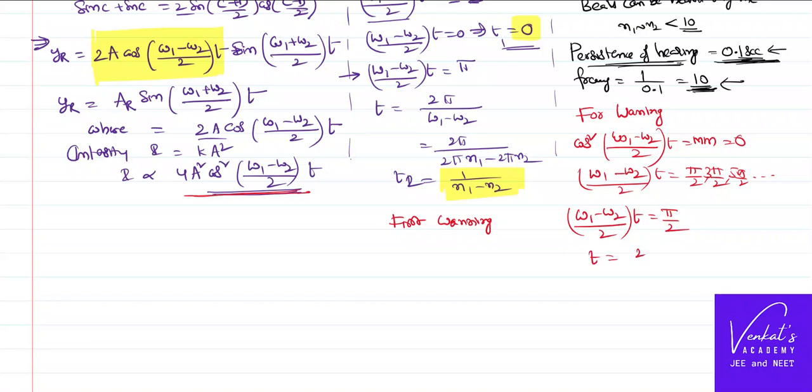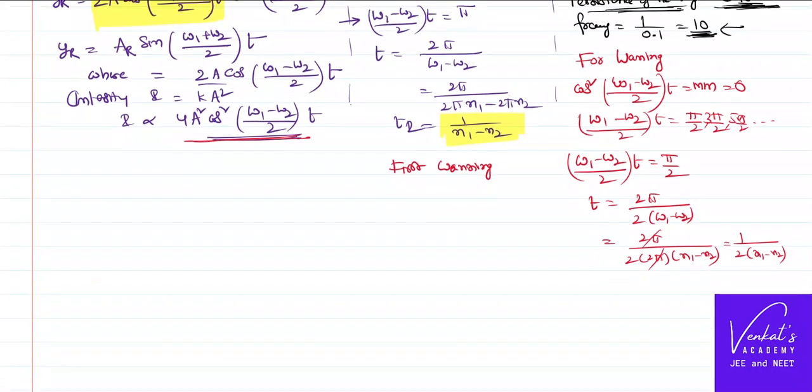So t becomes 2 pi by 2 times (omega 1 minus omega 2). Omega is 2 pi n, so there is another 2 pi of (n1 minus n2), and the 2 pi gets cancelled. So the first one happens at t equal to 1 by 2 times (n1 minus n2).